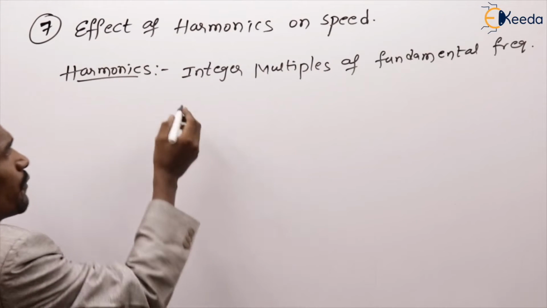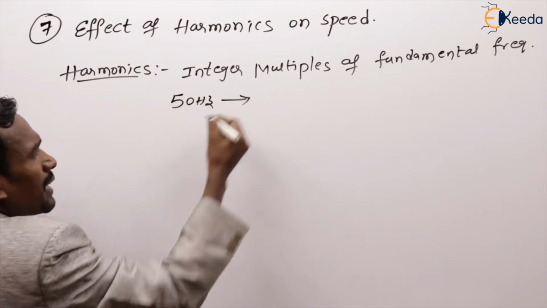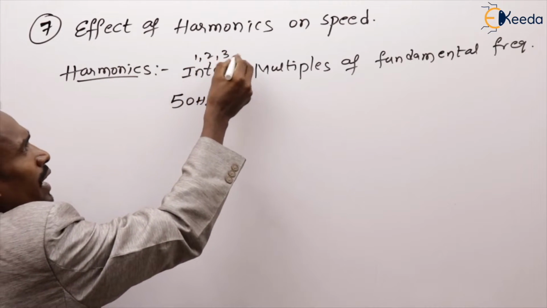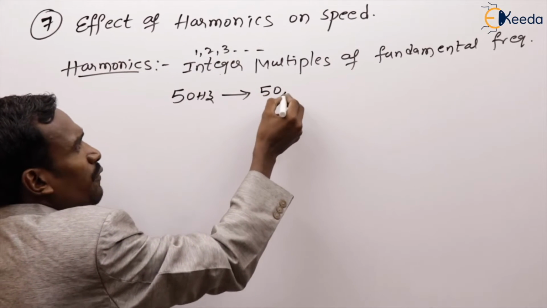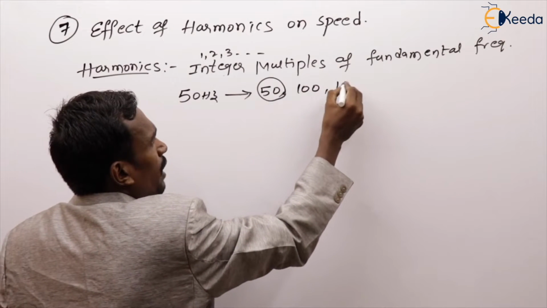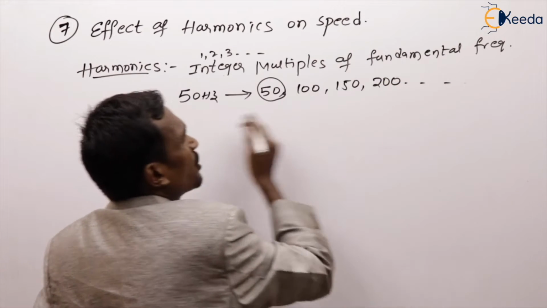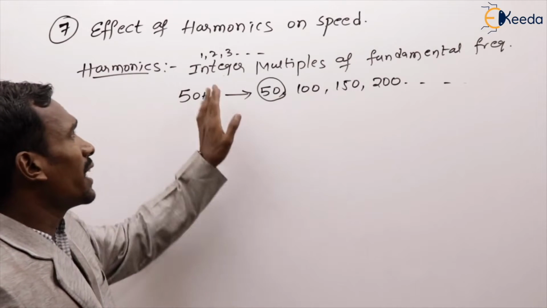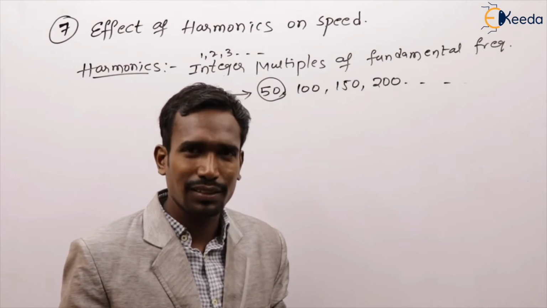For example, if you take the fundamental frequency 50 Hz, its integer multiples are, integers being 1, 2, 3 and so on: 50 Hz, of course this is the fundamental, times 2 is 100 Hz, times 3 is 150 Hz, times 4 is 200 Hz. These are generally called harmonics. The integer multiples of the fundamental frequency are called harmonics.